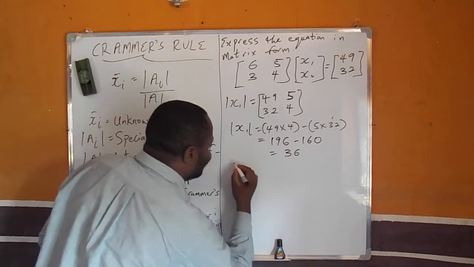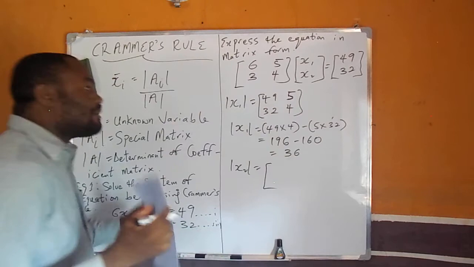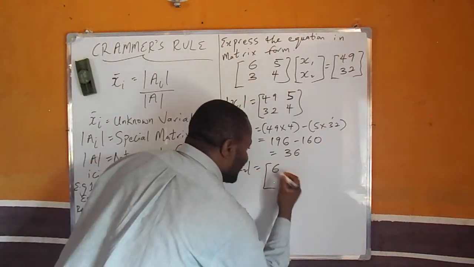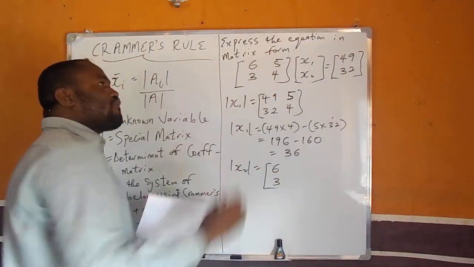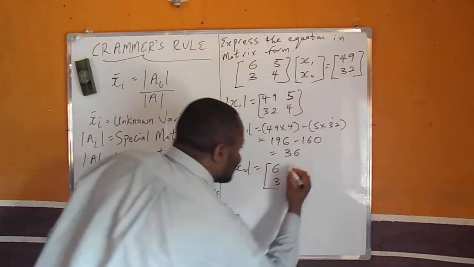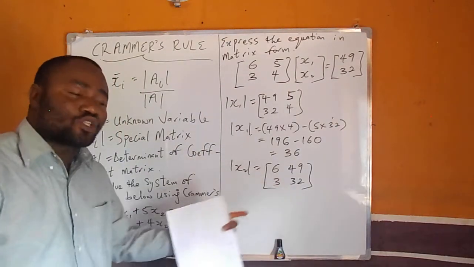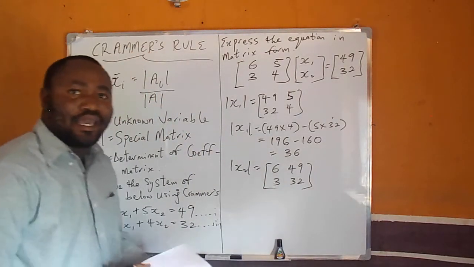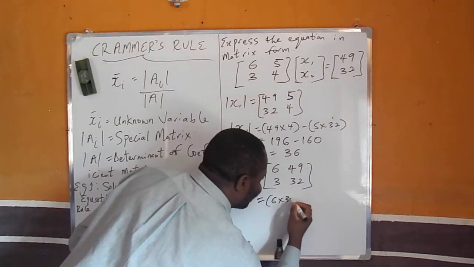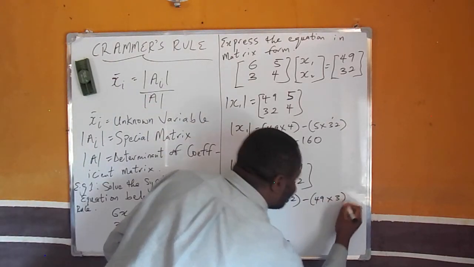Now we look for the determinant of x2. In the determinant of x2, the x1 column, 6 and 3, is retained. Then 5 and 4, which represent x2, have to be replaced with 49 and 32, simply because we are looking for x2. So it will not occur here again. We now have 6 times 32, minus 49 times 3.